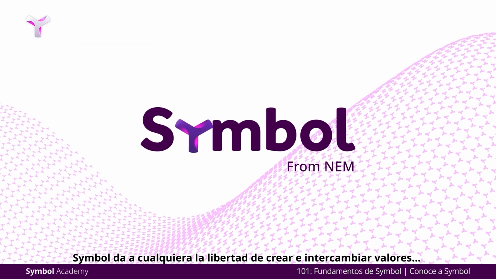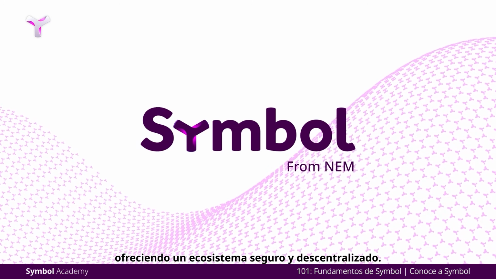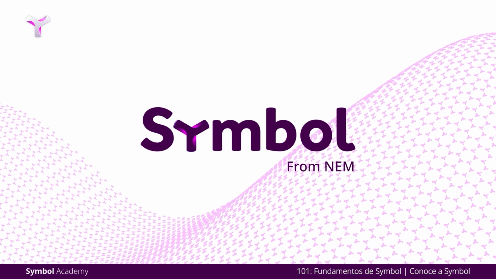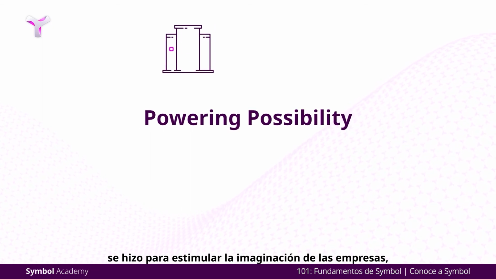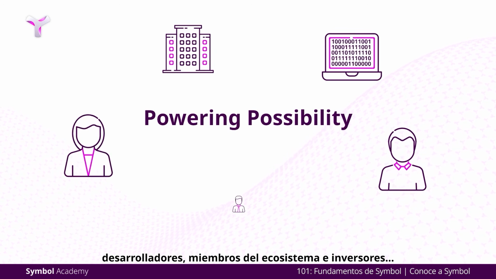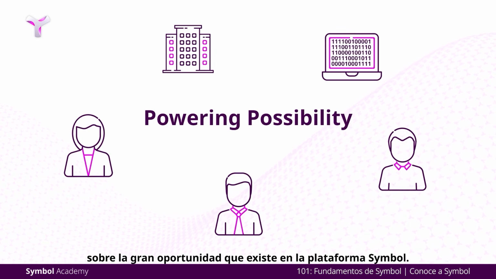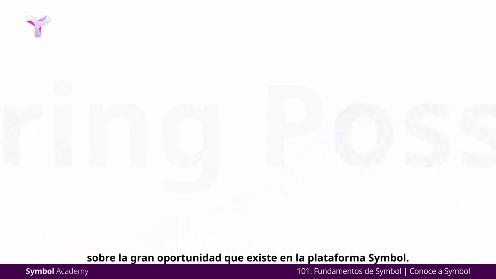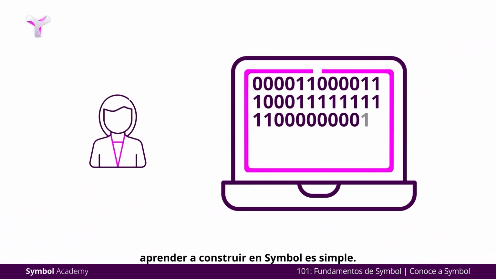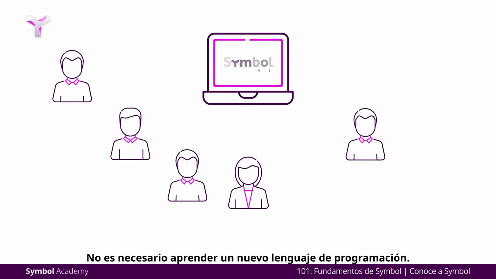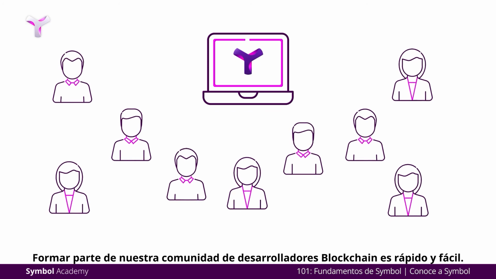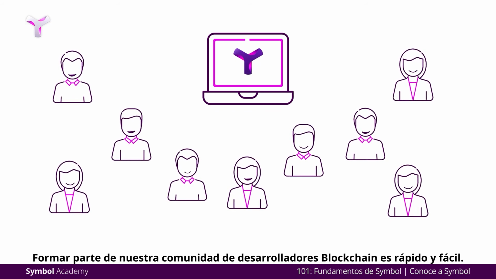Last but not least, the fifth core value is practicality. Symbol gives everyone the freedom to create and exchange value by offering a secure and decentralized ecosystem. Our tagline, Powering Possibilities, is meant to spur the imagination of businesses, developers, ecosystem members, and investors about the vast opportunities that exist within the Symbol platform. For developers, learning to build on Symbol is simple. It is not necessary to learn a new programming language. Moving on to be part of the blockchain developer community can be smooth and easy.